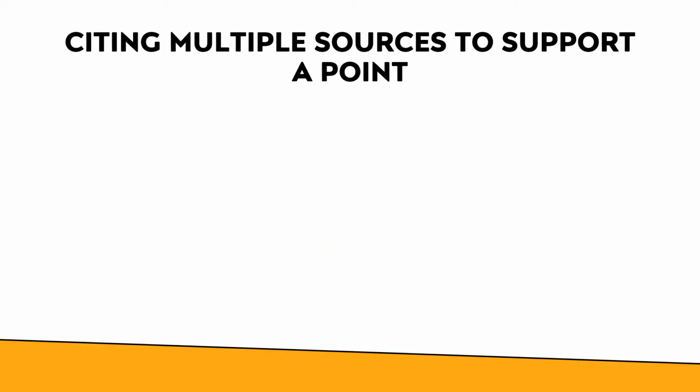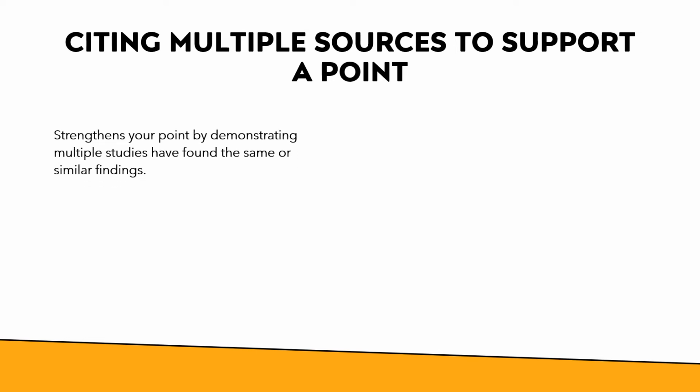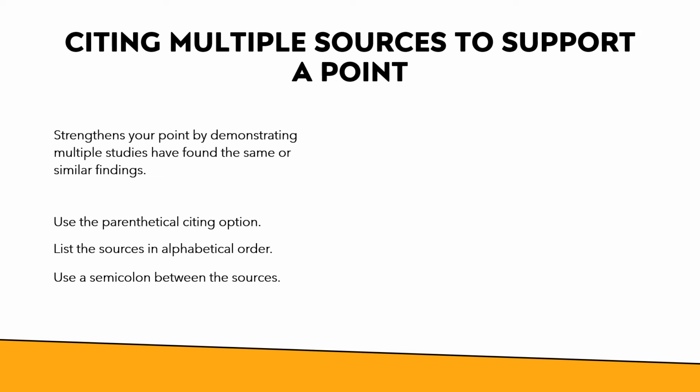There's oftentimes you'll want to use multiple sources in a single sentence to help support your point. We do this because it helps strengthen your point by demonstrating that there's multiple sources that have found similar or even the same findings. When you're doing so, you will always use the parenthetical citing option. You will list all of your sources alphabetical by the name of the author, and you'll utilize semicolons between the sources to help your reader see that these are separate sources you are citing.